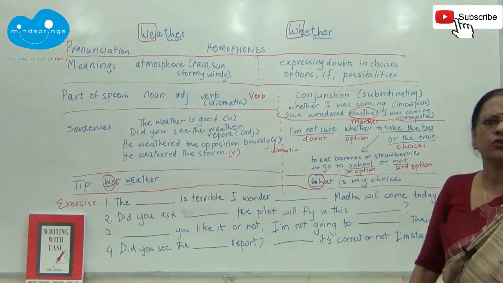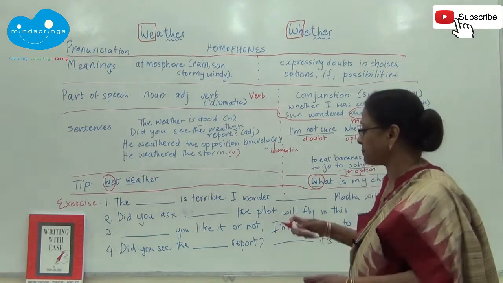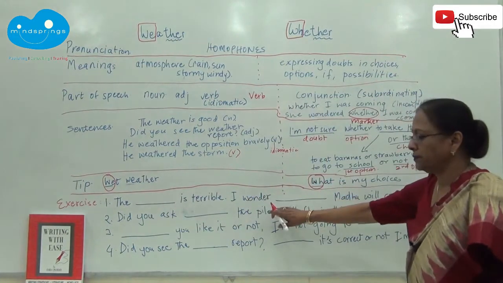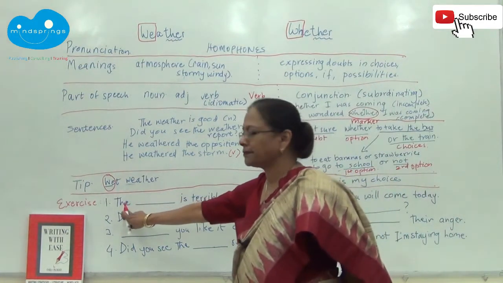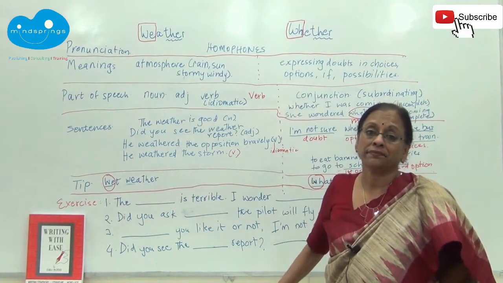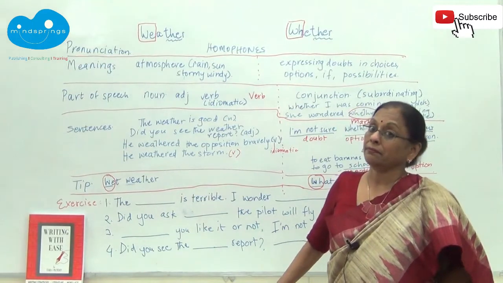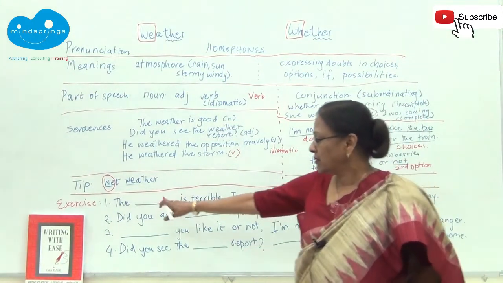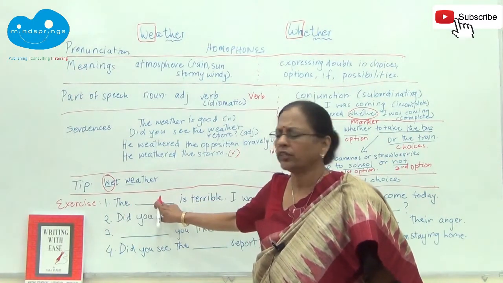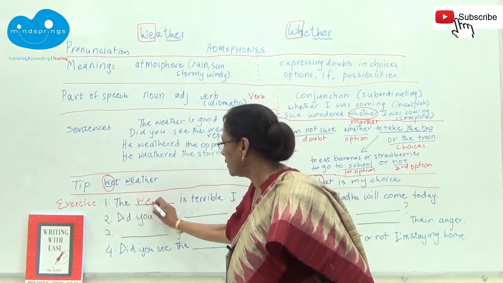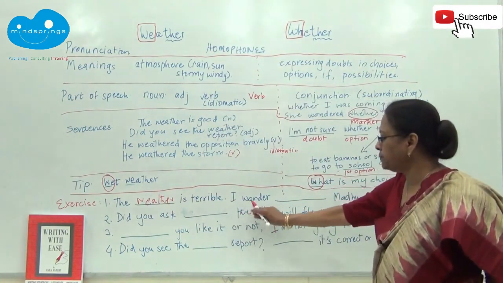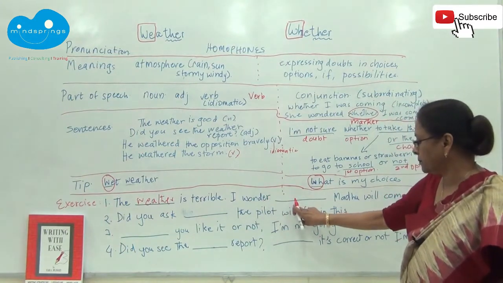Let's do some exercises to see how much you've learnt. The dash is terrible. See, can you see the "the" there? What did I tell you about this? It has got only one grammatical function, which is, it is a conjunction. This is not a conjunction. You've got the article, so you must have a noun here. So therefore it will be "the weather is terrible."